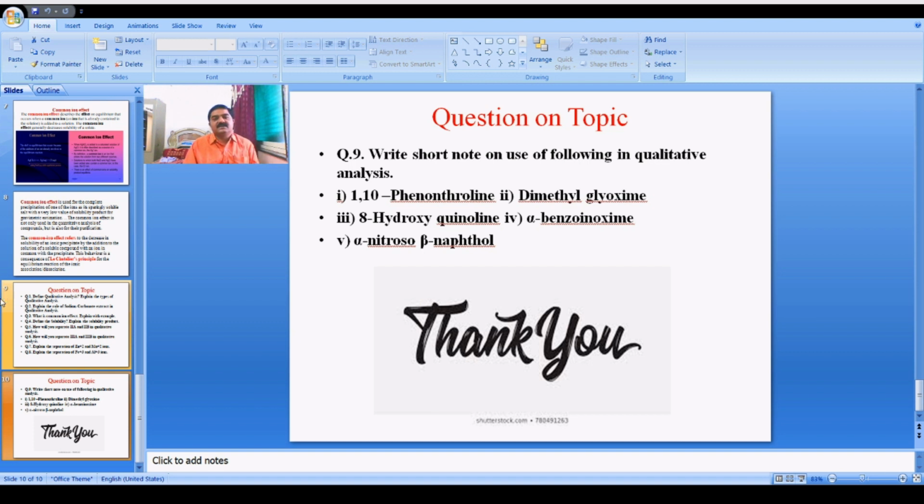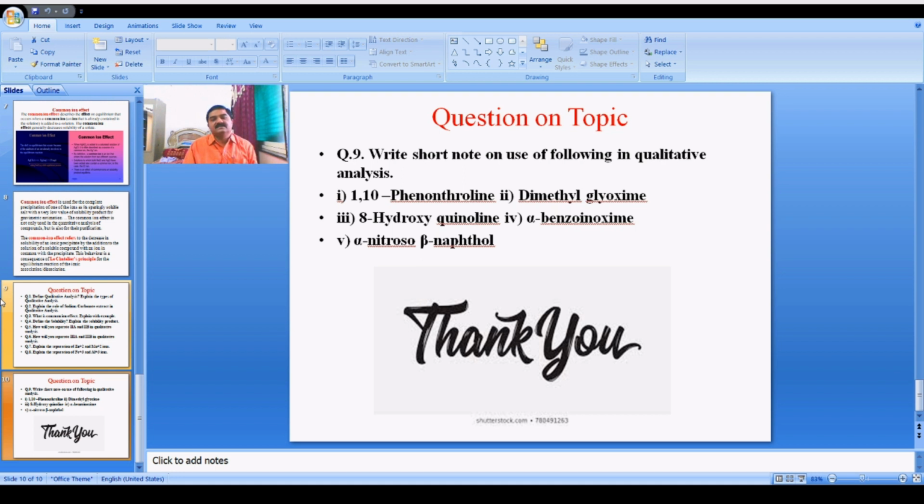And the third one is 8 hydroxyquinoline. It is also known as oxine. It also reacts with Al plus 3 and forms the metal complex. And the fourth one is alpha benzoin oxime. It reacts with copper to form this complex. And alpha nitroso beta naphthol reacts with cobalt to form the metal complexes.